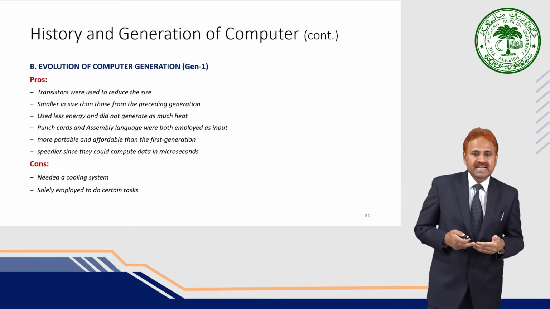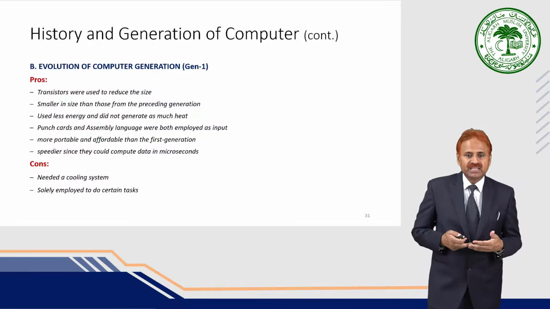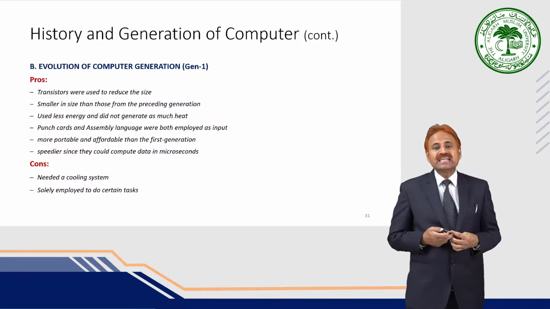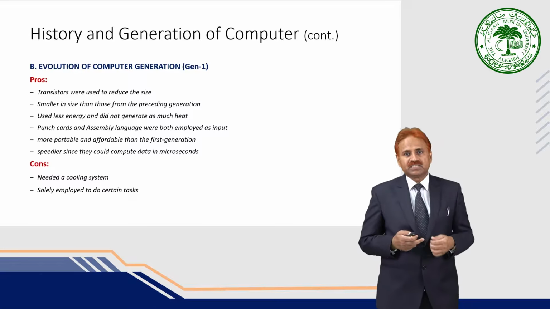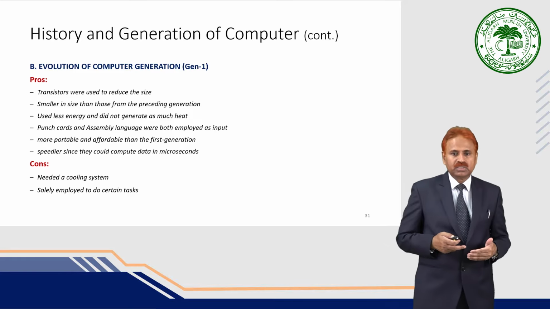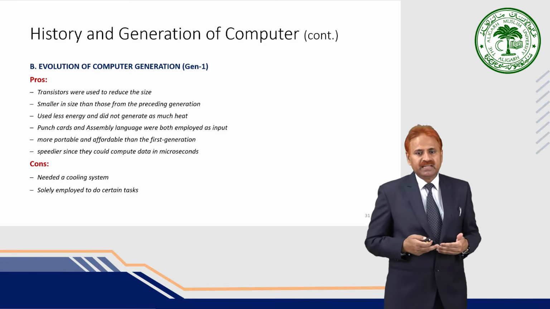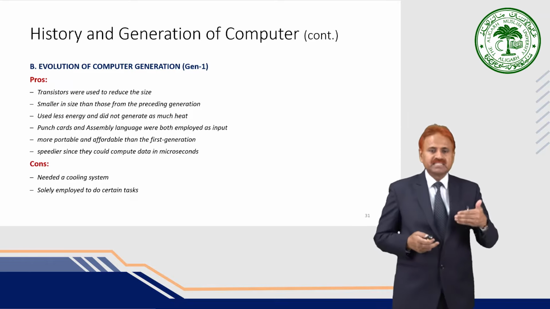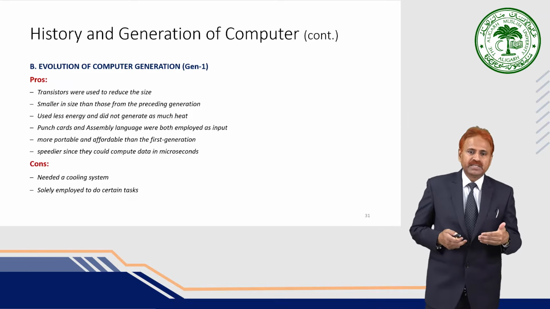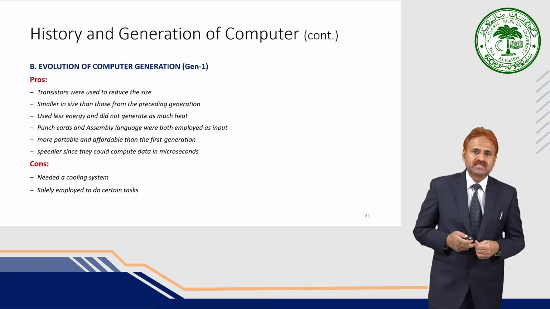They were smaller in size than those from the preceding generation, used less energy, and did not generate as much heat as the first generation computers. Punch cards and assembly language were both employed as input. They were more portable and affordable than the first generation computers. They were speedier since they could compute data in microseconds.